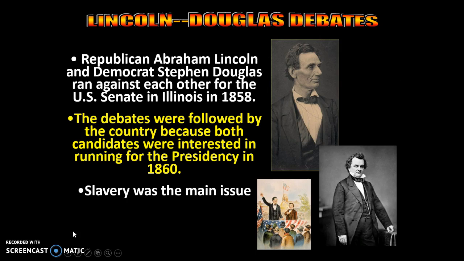So the debates are followed and get some national recognition because the candidates were interested in running for the presidency in 1860. So people kind of looked at this midterm election as a possible big indicator of who might be the candidates for the presidential election of 1860, and slavery is the main issue. So it kind of highlights the differences between the Republican Lincoln and the Democrat Stephen Douglas.